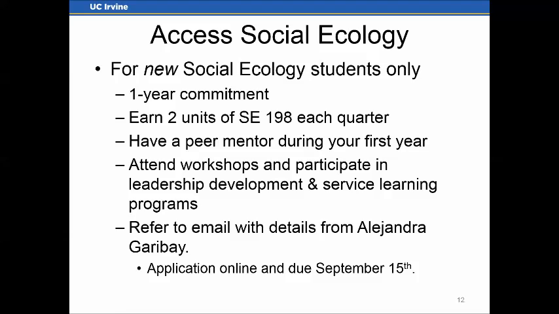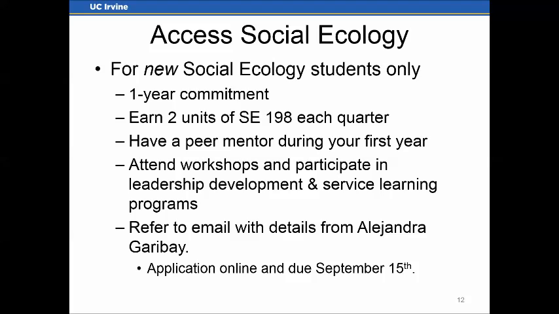What it consists of is that you're going to attend workshops and participate in development and service learning programs. A lot of the students go out in the community and do volunteer work. It is a wonderful opportunity because you're under the School of Social Ecology, and that's what social ecology is all about: community and civic engagement. This is just a supplement and an addition to enhance our program here. It is not mandatory, but I emphatically recommend any new student getting involved in that.